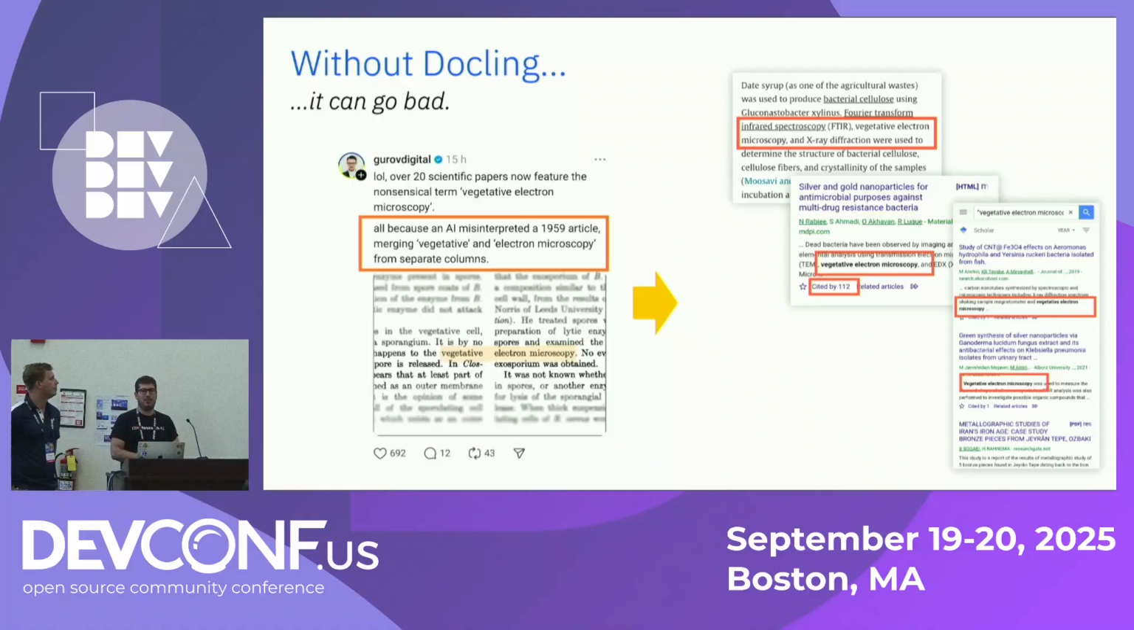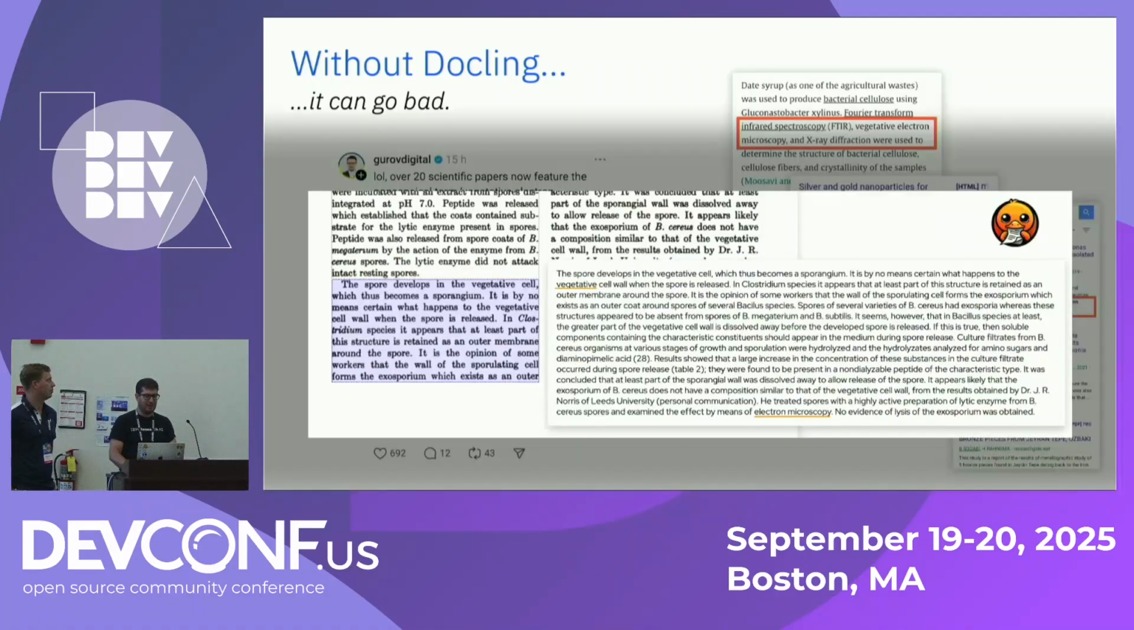So all of the people that now are using generative AI in the writing process of their publications, they get into hallucinated terms, really just because the input data was not processed correctly in all of the training setup. As a proof, we can show you that when we actually use Docling, vegetative and electron microscopy are completely on the opposite sides of the paragraphs.